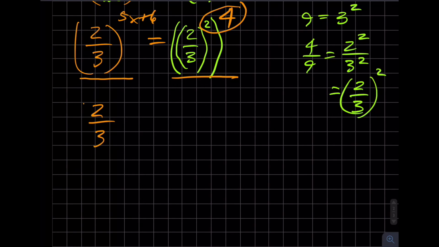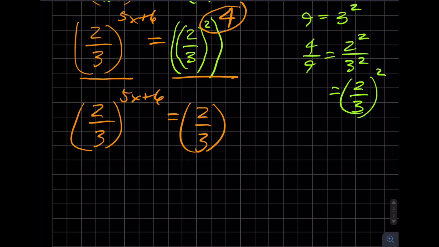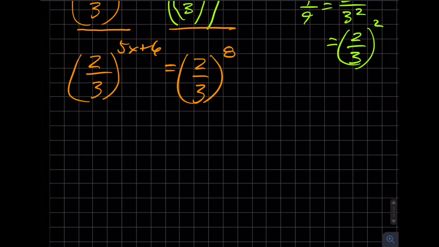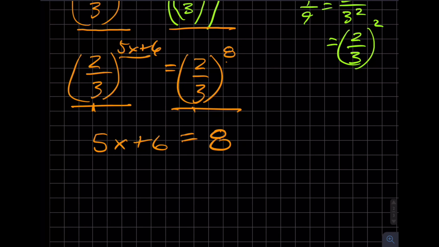So nothing's happening on the left-hand side. But the right-hand side I'm going to rewrite as 2/3, and then this is going to be 2 times 4, which is 8. And so now I have two powers that have the same base. So for this equation to be correct, the exponents have to be equal. So that means this must be equal to 8. So I set it equal to 8 and solve for x.